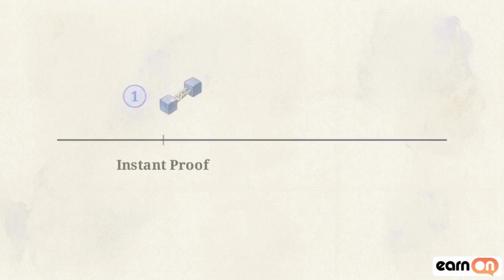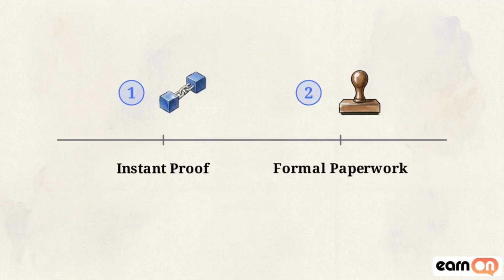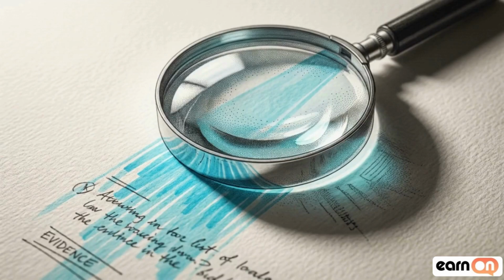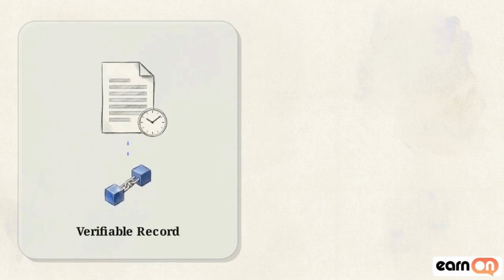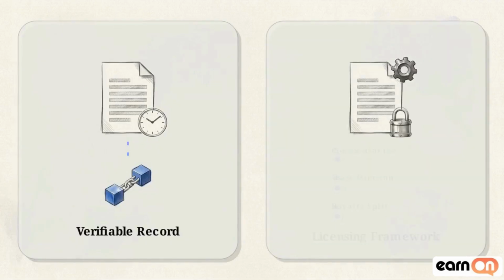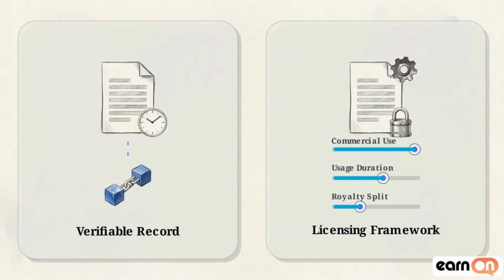Register the hash on-chain immediately for instant proof, and then file the formal government paperwork. The blockchain is a modern evidence-gathering instrument. It supports traditional legal enforcement systems rather than replacing them. Let's review the final state. You now possess a verifiable, time-stamped record and a framework for licensing your asset.